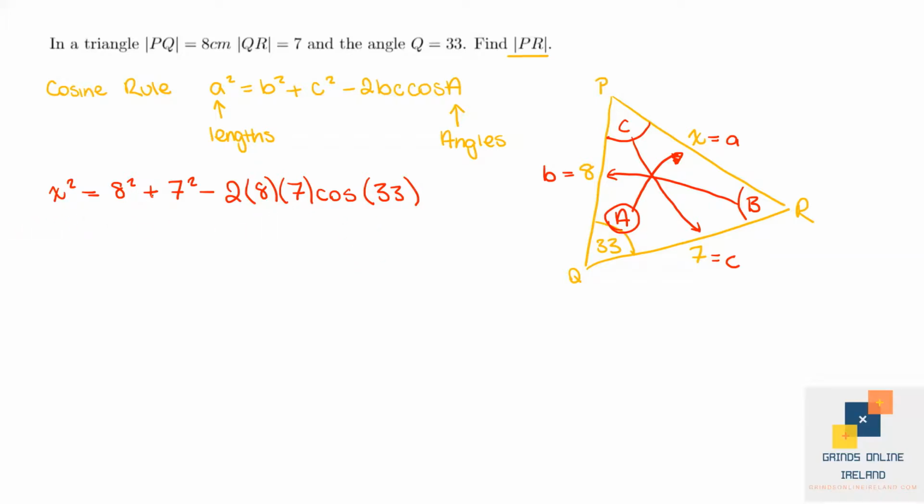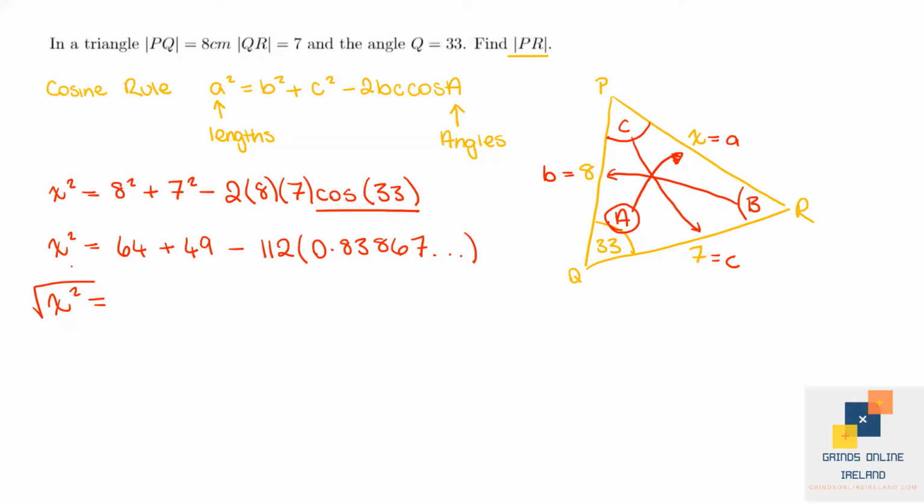So finding x, all we have to do is expand out the right hand side. So x squared in this case, that's going to be 64 plus 49 minus 2 by 8 by 7, that'll give us 112, and that's multiplied by cos of 33. So if we put cos of 33 into our calculator and if we round it off slightly, we'll get 0.83867... And if I were you guys, I'd leave that as your answer in the calculator to be more accurate.